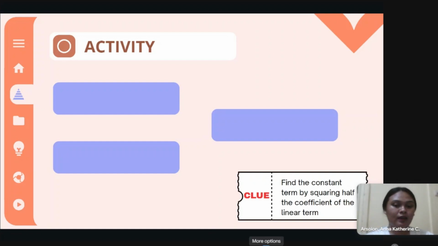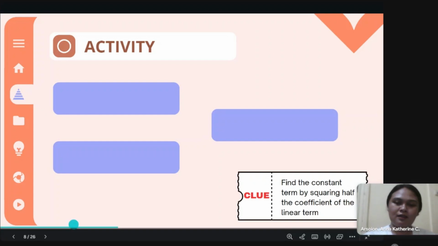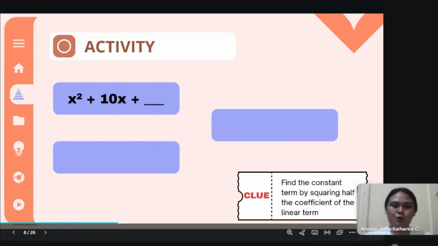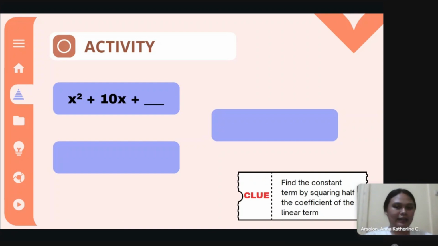I'm gonna pick a name, and when called, please solve it. You can turn on your mic and answer. Alright, we've got Amy. Amy, answer this expression. Alright, you got it. Let's check it first. Alright, we got 25. So Amy is correct. So it says the clue that find the constant term by squaring half the coefficient of the linear term. So how did you do that, Amy?